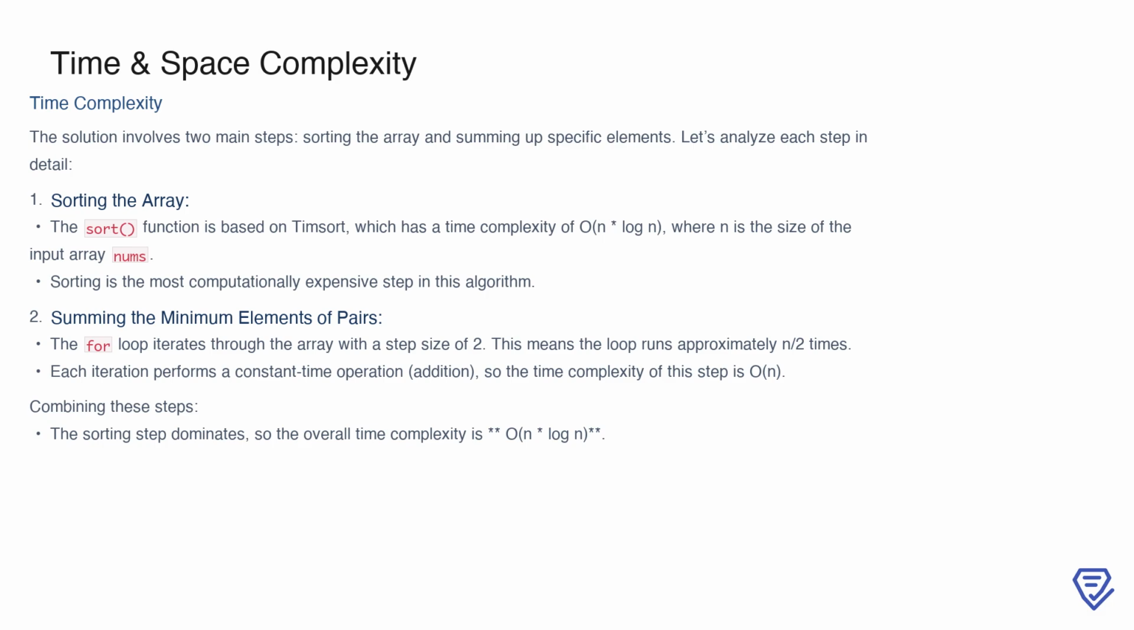Next, we calculate the sum of the minimum elements from each pair. This is done using a for loop that iterates through the array with a step size of 2. Since the loop runs roughly n/2 times and each iteration involves a simple addition, this step has a time complexity of n. When we combine these steps, the sorting step dominates the overall performance, resulting in an overall time complexity of n * log n.